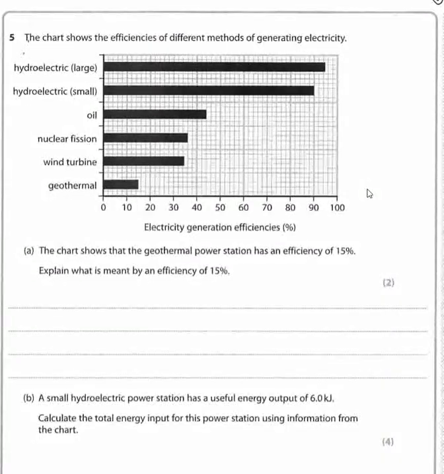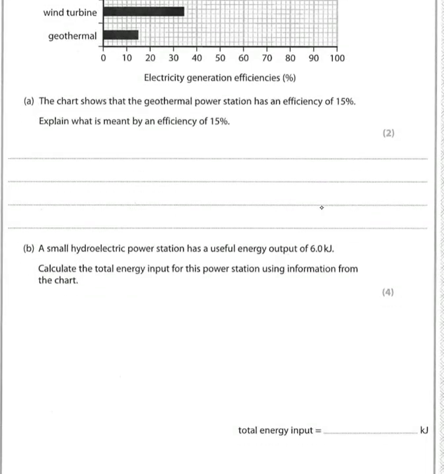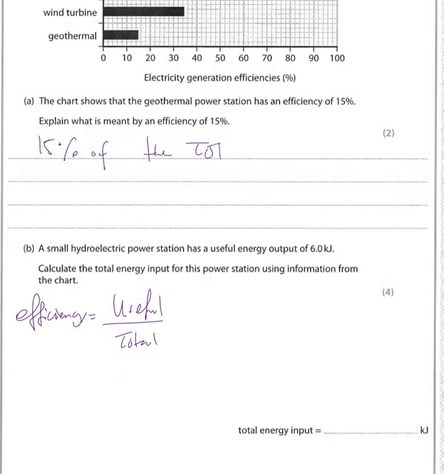Okay. Now this one here should be straightforward. Efficiency. What's happening to efficiency? Now first of all, I will put the equation down. So efficiency is equal to useful over total. So 50% means 50% of the total energy input is transferred usefully. Here we go. That's all we need to say.